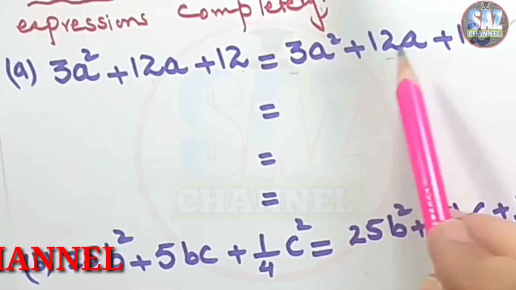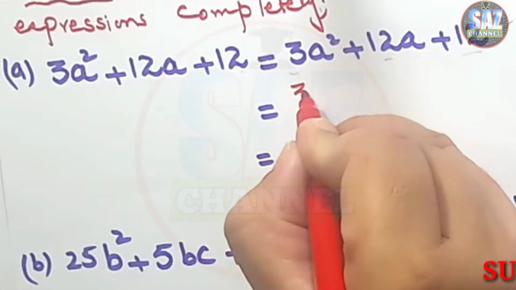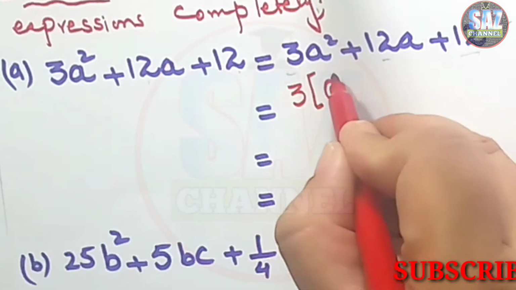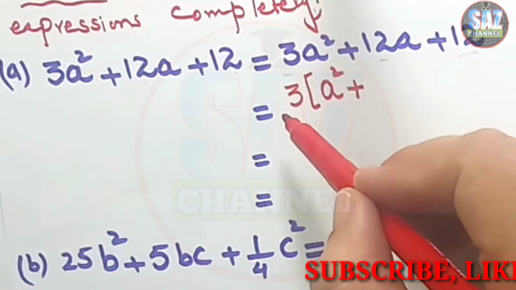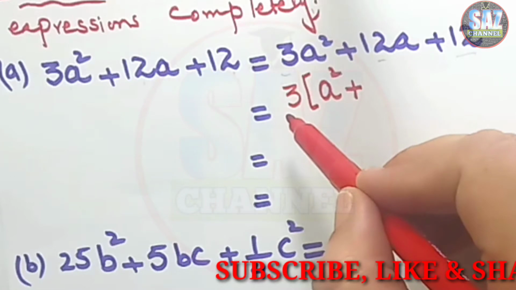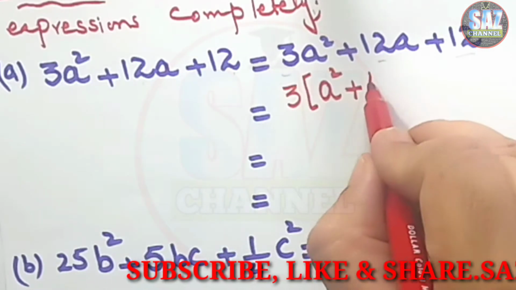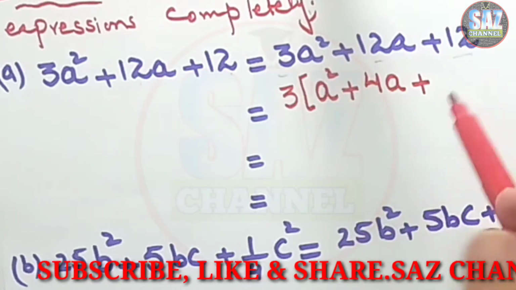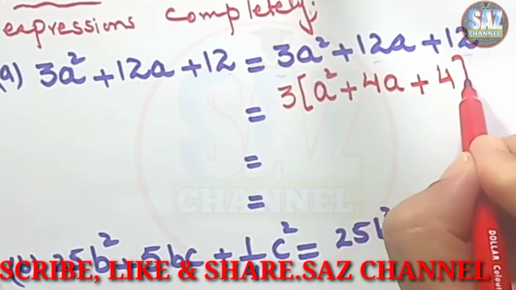3 is common in all coefficients, so I have to extract 3 out. Inside the bracket, from 3a square I will be left with a square. Then I will copy the sign as it is. From 12 I have taken 3 outside. Actually I'm reading the tables here, so I have to think what number after multiplication with 3 can give me 12 back. 4 times is 12, and I will write 4a and plus, then again we have the last term 12, so I will write 4 at this place and close the bracket.